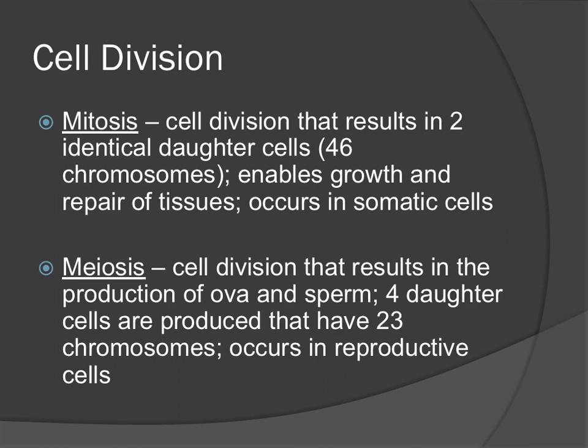Then we get into cell division. So cell division, we're going to talk about mitosis primarily, but I will mention to you what meiosis is. But with mitosis, we have cell division that results in 2 identical daughter cells. So 46 chromosomes. This enables growth and repair of our tissues, and it does occur in somatic cells. Now with meiosis, this is cell division that results in the production of ova and sperm. 4 daughter cells are produced that have 23 chromosomes, and this occurs in our reproductive cells. So we're going to focus primarily here on mitosis.